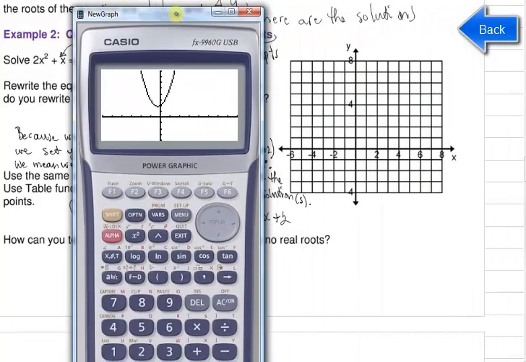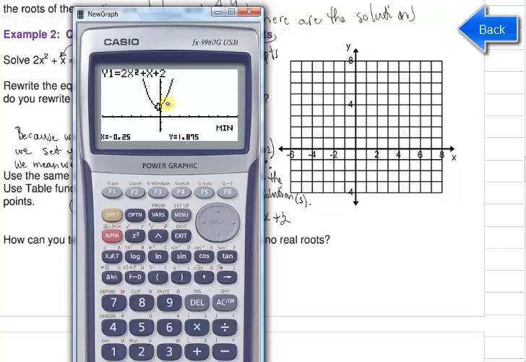Okay, so we want to find the vertex to start with. So F5, and you can see that our graph gives us a minimum. So I want minimum, and I can see that my vertex is when x is -0.25 and y is equal to 1.875. Okay, and I'll just round that to 1.9.